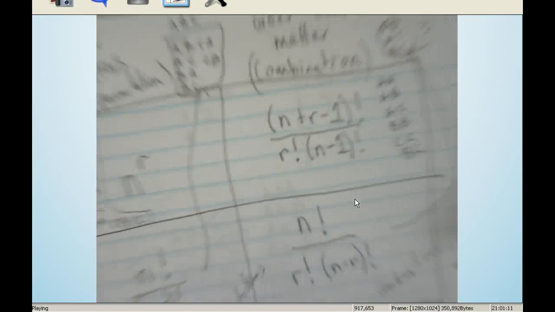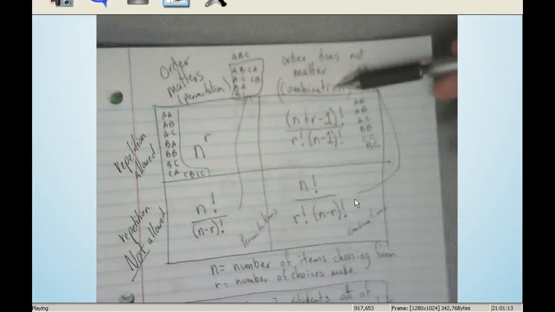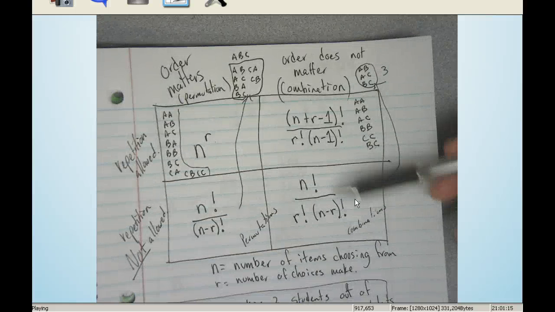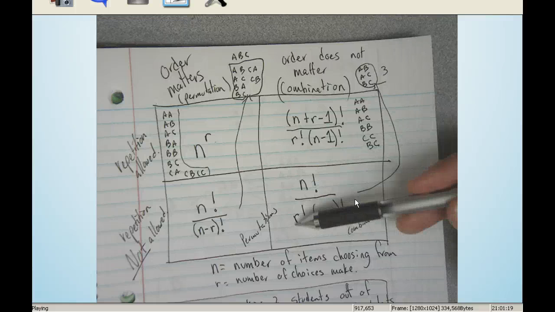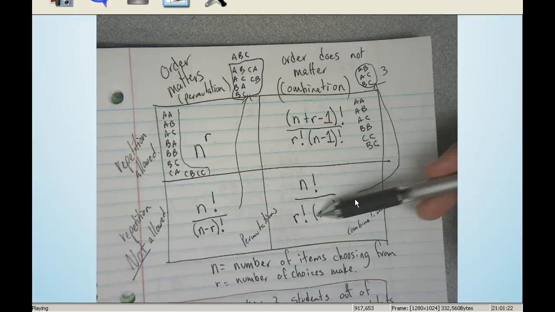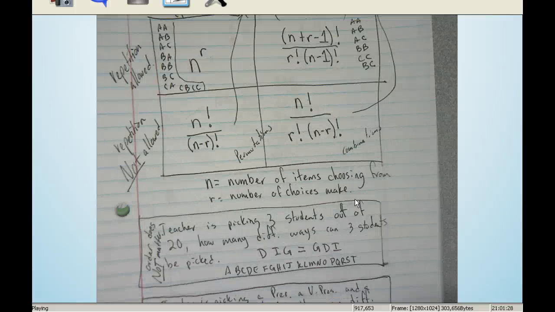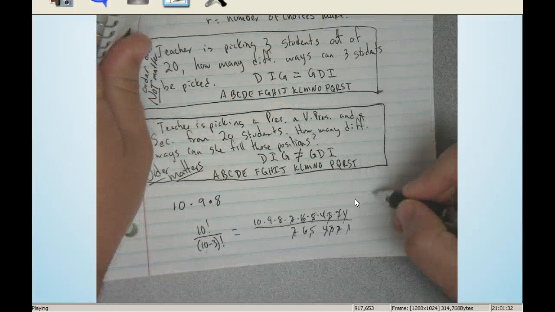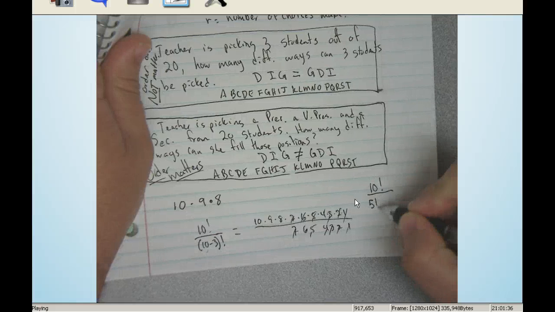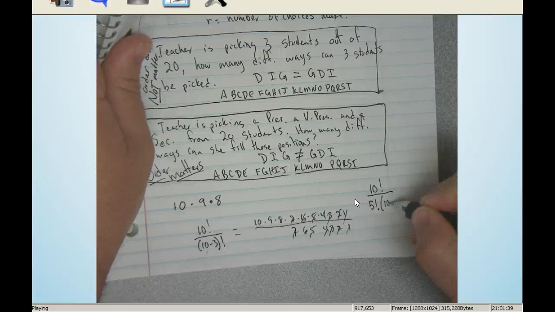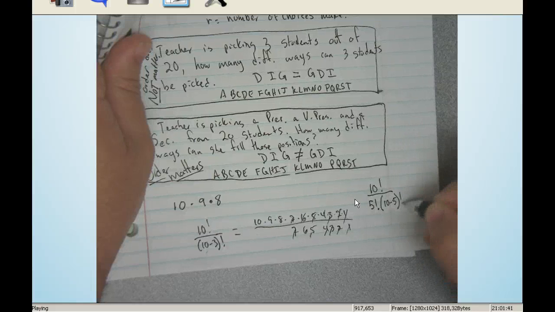So combination, no repetition is going to be, here's combination, no repetition. We would put the number of people we're picking from over the number of people picked factorial times the number of people picking from minus the number of people picked factorial. It would look down here like this. Using that formula, we would put 10 factorial on top over 5 factorial times 10 minus 5 factorial.